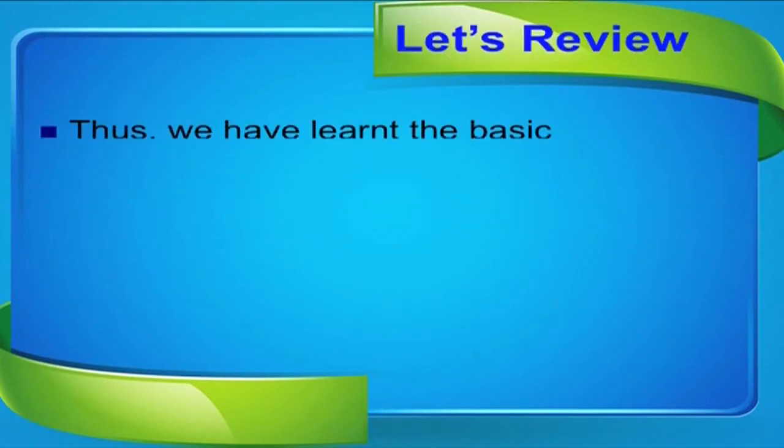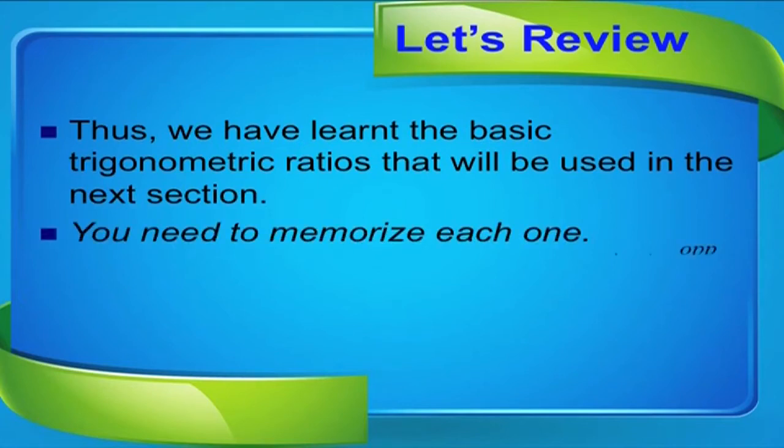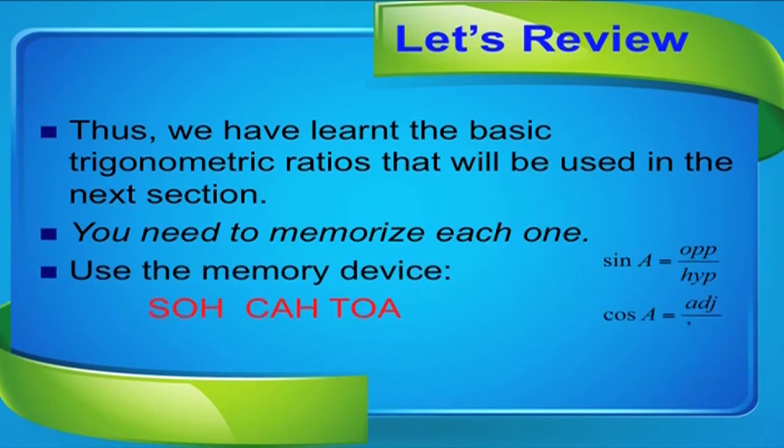So let's review what we have learned till now. We have learned the basic trigonometric ratios that will be used in the next section. You need to memorize each one and use the memory device SOHCAHTOA. That is, sine A is equal to opposite upon hypotenuse, cos A is equal to adjacent upon hypotenuse, and tan A is equal to opposite upon adjacent.